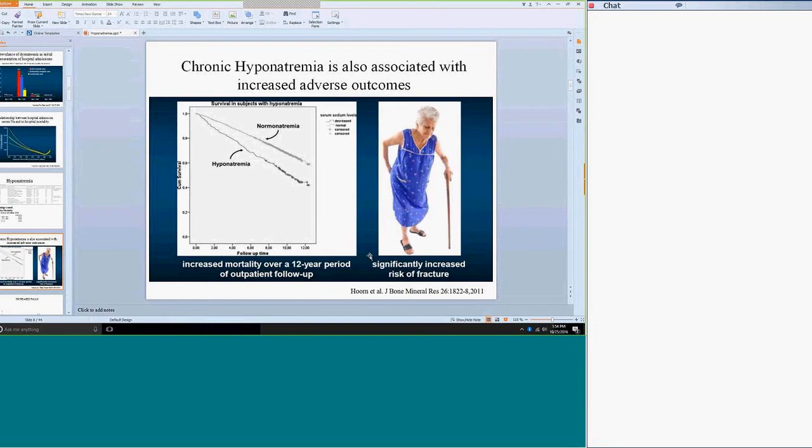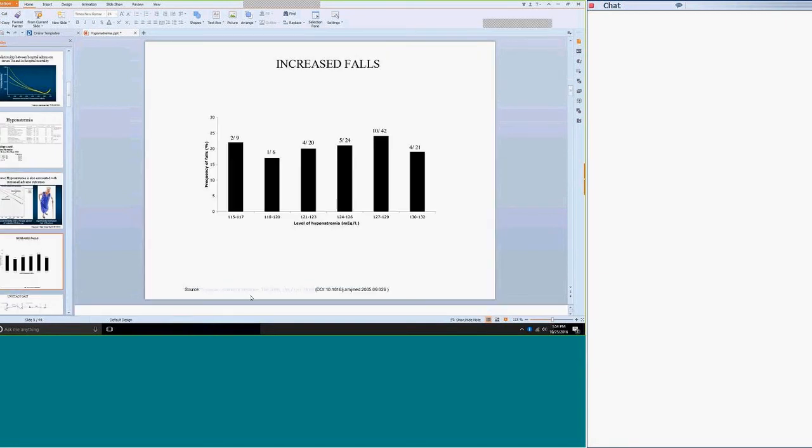One emerging finding from various data is that people with chronic hyponatremia are at significantly increased risk of fractures. Let me look at the fracture point of view. Looking at the next slide, this is the percentage frequency of falls in people who have hyponatremia. If the sodium is low, to whatever extent, there is at least a 20% increased risk of falls in all groups of patients across various degrees of hyponatremia.